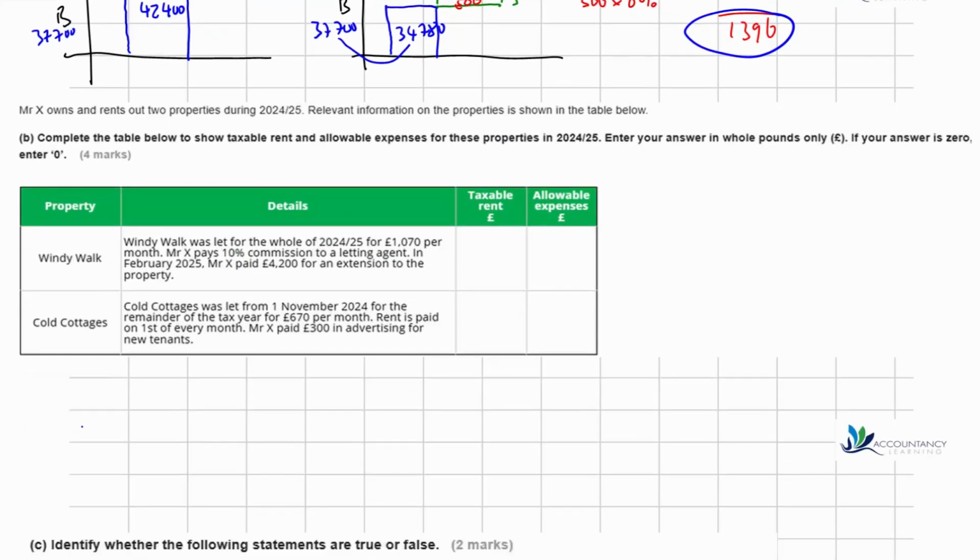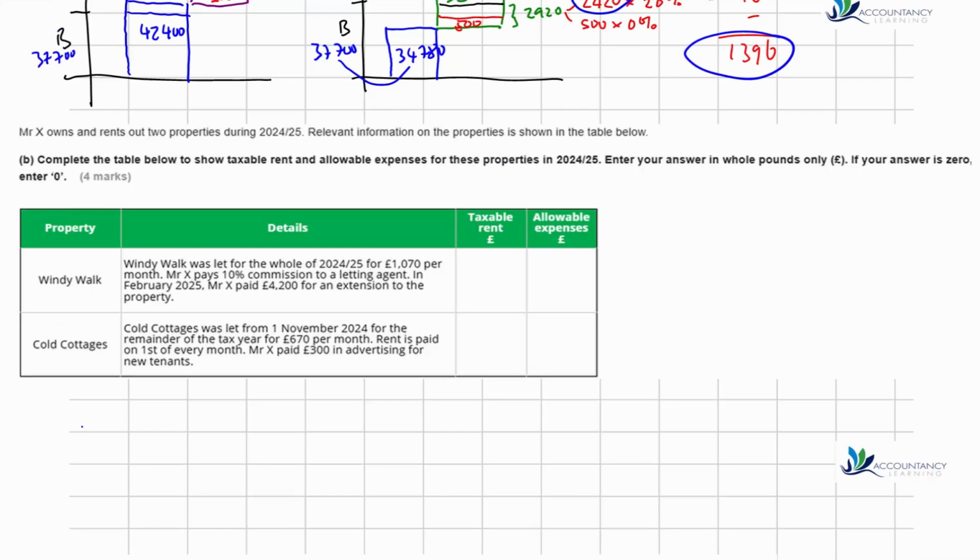So next then, Mr. X owns and rents out 2 properties during 24-25. Relevant information on the properties is shown in the table below. So you need to complete the table to show the taxable rent and also what are the allowable expenses for the year. So the first property is called Windy Walk. Windy Walk was let out for the whole of 24-25 for £1,070 per month. Okay, so we can work out our taxable rent, so that's simply going to be the 1,070 multiplied by 12.